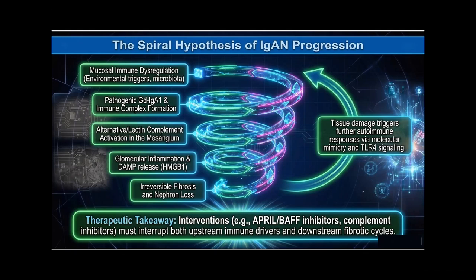Mucosal immune dysregulation, pathogenic IgA1, then alternative or lectin complement, then glomerular inflammation, finally irreversible fibrosis. This leads to tissue damage, which triggers further autoimmune response via molecular mimicry and TLR signaling. Now, what is the therapeutic takeaway? Now, I have APRIL and BAFF inhibitors and complement inhibitors, and we must interrupt both the upstream immune drives and downstream fibrotic cycles. We have immunotherapy which will have a bearing on the treatment depending on the pathology.